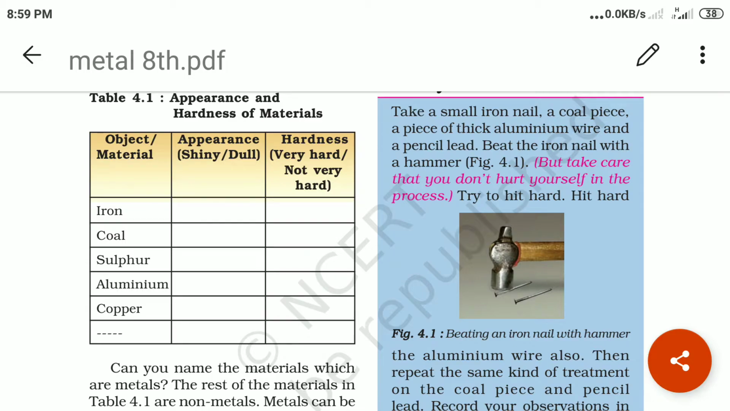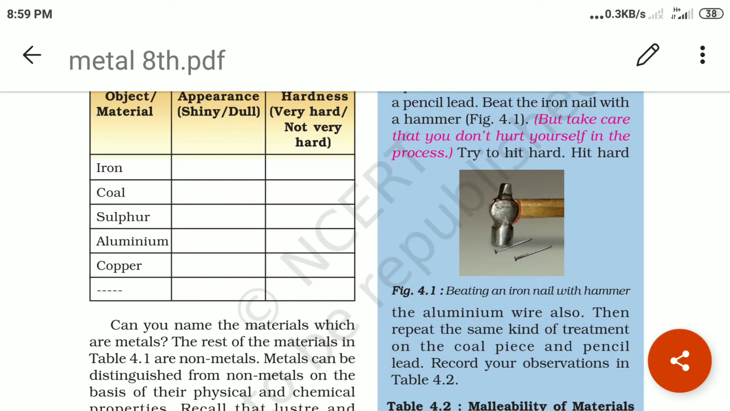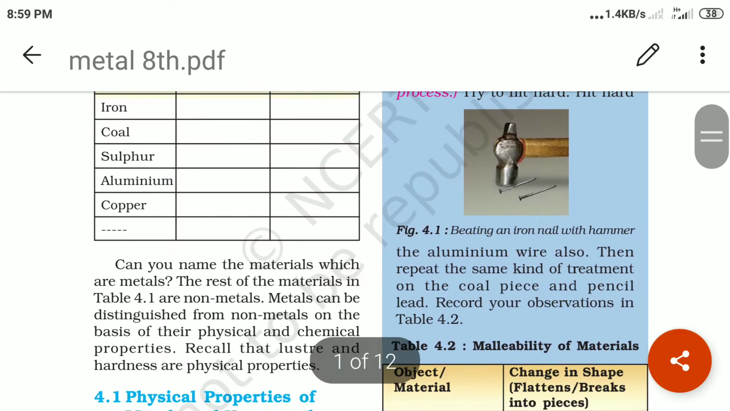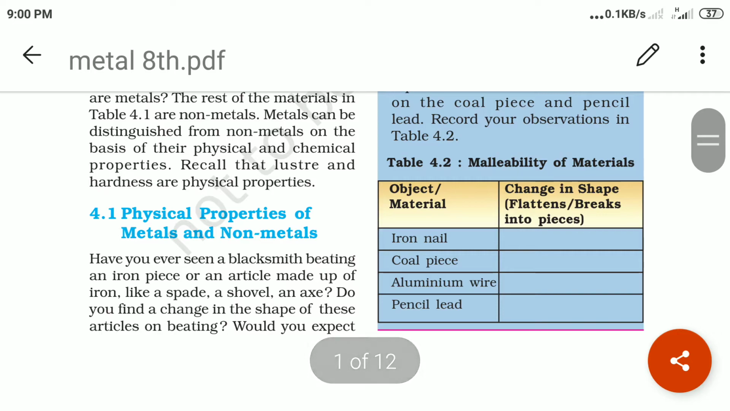Take a small iron nail, a coal piece, a piece of thick aluminium wire, and a pencil lead. We know the pencil lead. Beat the iron nail with the hammer, as shown in the figure. We are beating on the nails, and the aluminium wire also. Then repeat the same treatment on the coal and on the pencil lead, and record the change. This is the malleability of a material.